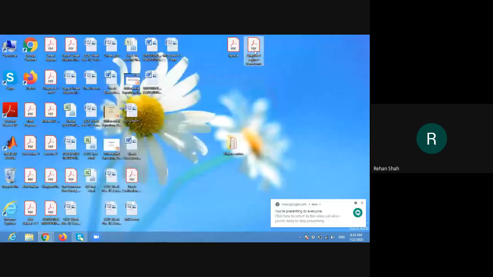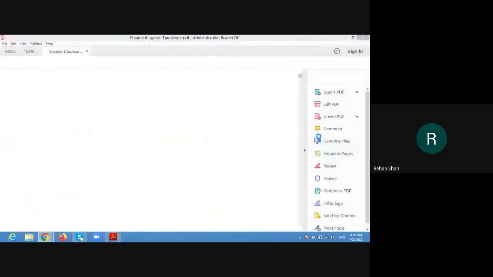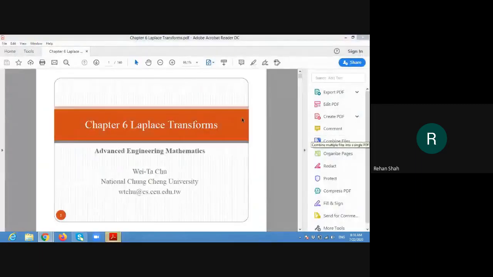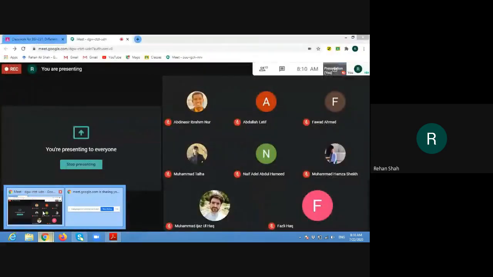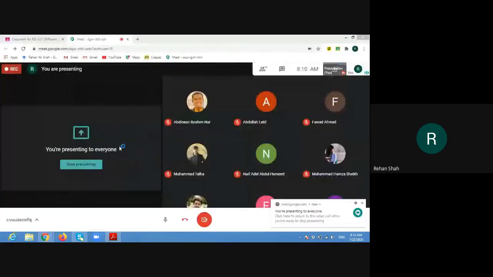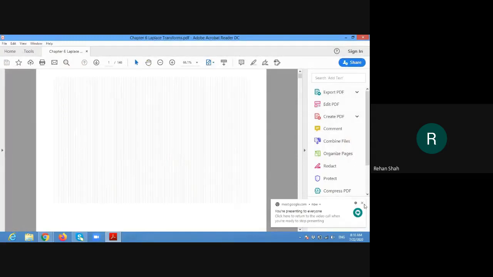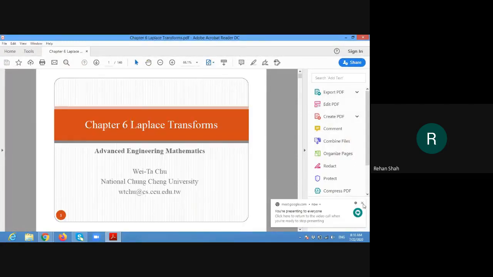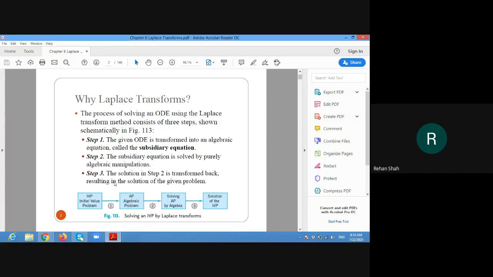So today we are starting the 11th lecture of this after midterm examination. The topic of this lecture is the Laplace transformation. So, why Laplace transforms?